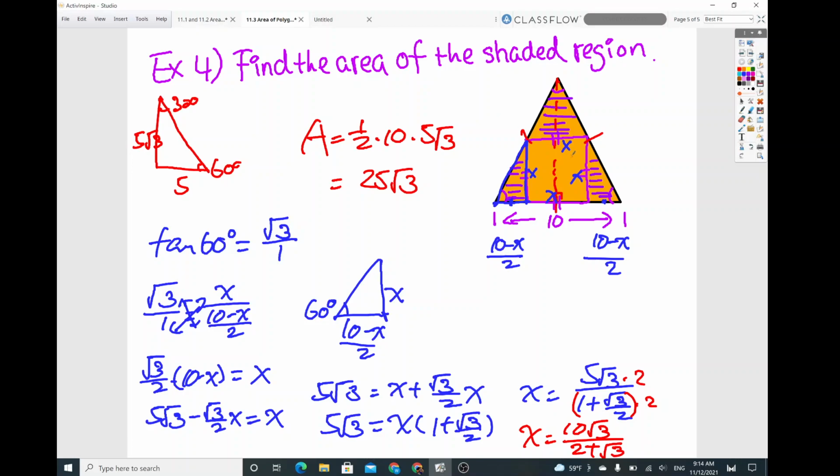Once we get the value of x, we can find the area of the square. The area of a square is x squared, so 10 root 3 over 2 plus root 3, quantity squared. This one turns out to be 100 times 3, which is 300, on top. Exponent, distribute that to the top and the bottom. For the denominator, expand it: 4 plus 2 root 3 plus 3. Then combine the 4 and 3 together, and you'll get 7 plus 2 root 3.